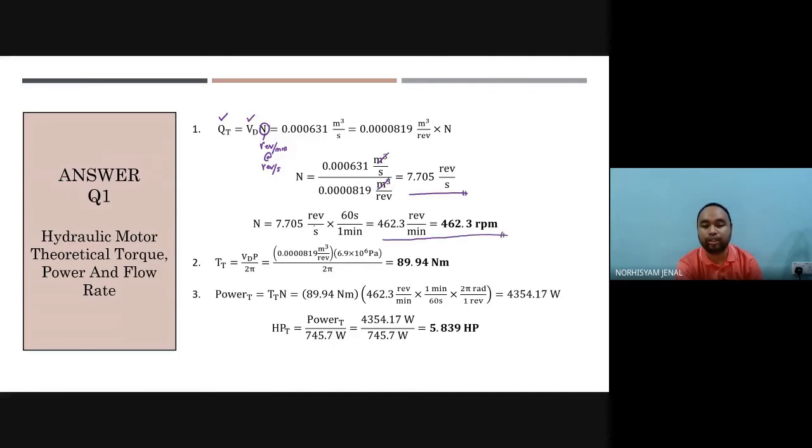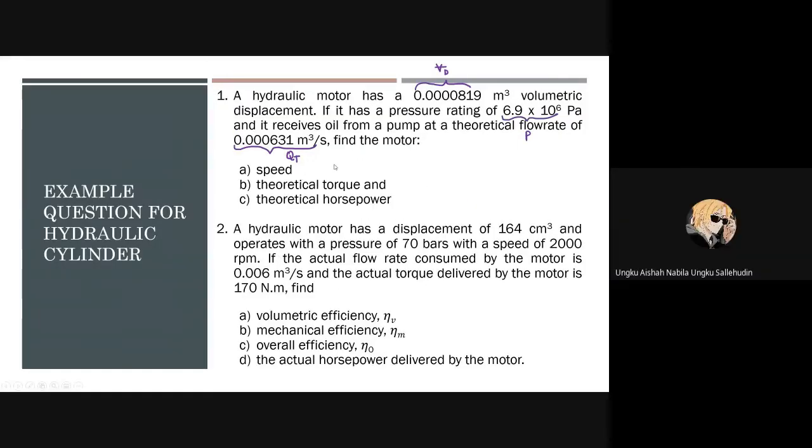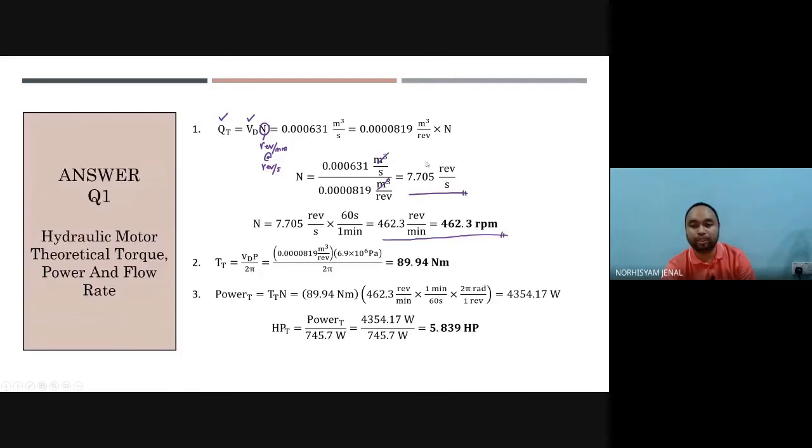If they did not ask us whether to go for RPM or for revolution per second, okay, does the question say it must be in RPM? No, right? So it can be this answer, or it can be this answer too. Neither is wrong.